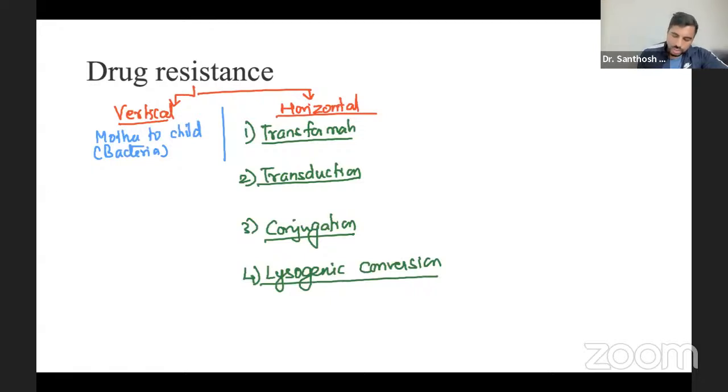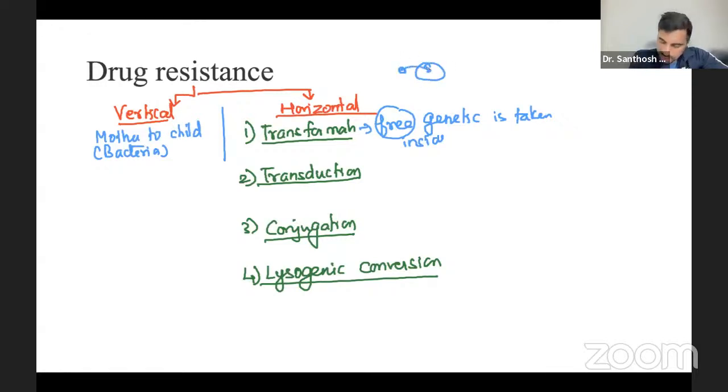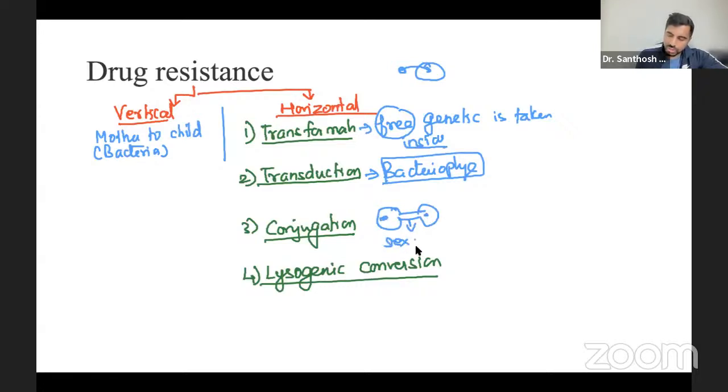When you talk about transformation, any free gene or genetic material from the environment is taken inside, and the bacteria becomes resistant. Transduction means a bacteriophage is involved in causing the transduction. Conjugation means one bacteria to another by using something called a conjugation tube, which is called the sex pili.